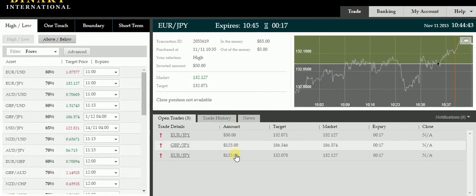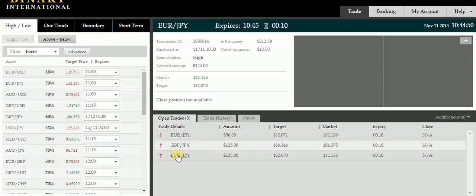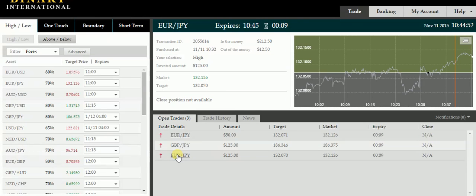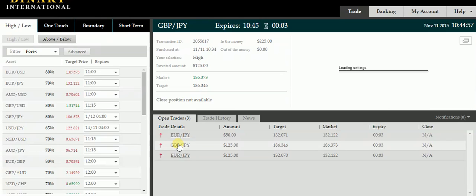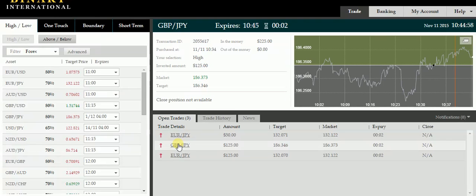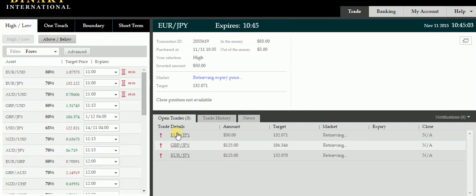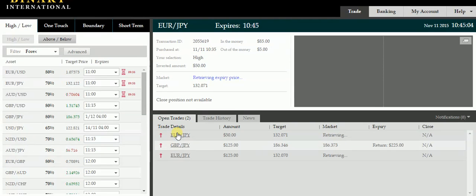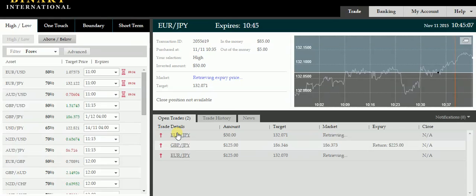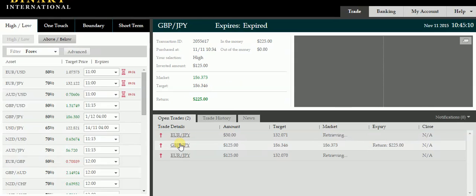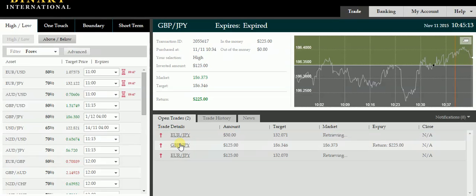We have 20 seconds till our trades expire. We've got this Euro JPY that we took at 10:32, and it is in the money, and the GBP JPY that we took at the same time is in the money as well. And the third trade that we took on Euro JPY expired in the money. So GBP JPY expired in the money for a gross return of $225.